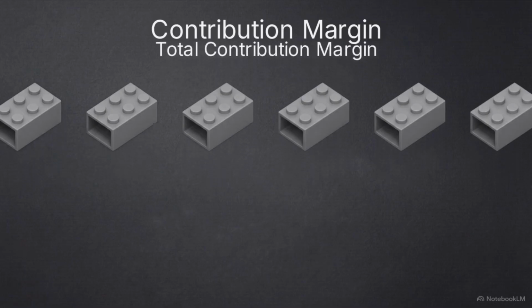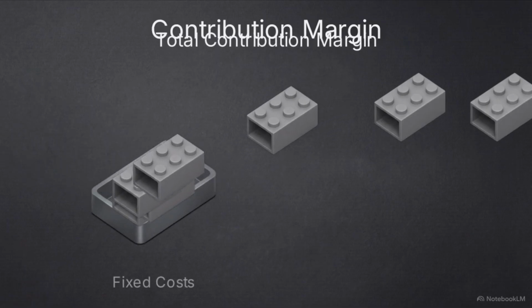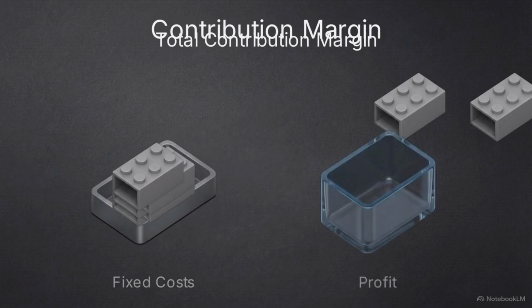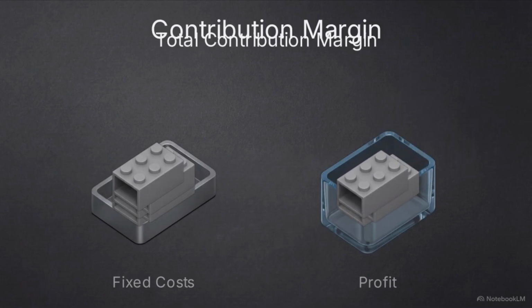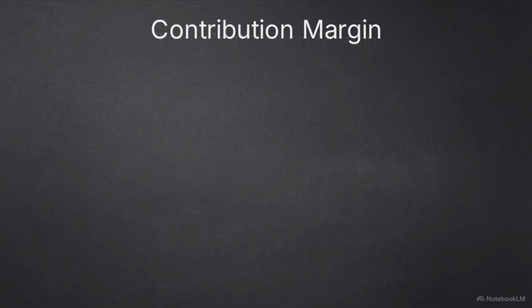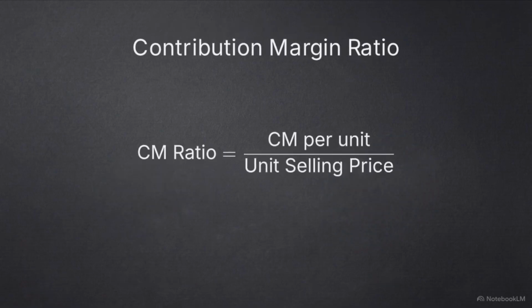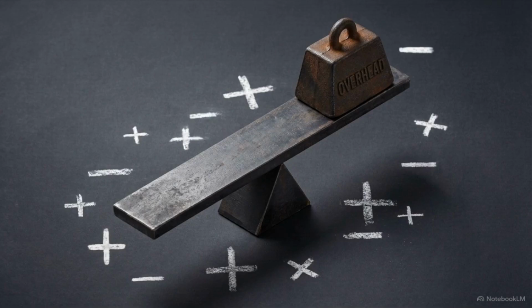There is a strict operational sequence for how this remaining money is utilized by the business. First, the contribution margin is used exclusively to pay down the company's fixed costs. Only after all fixed costs are completely neutralized does any remaining margin convert into actual profit. We can also express this as a percentage using the contribution margin ratio, which is calculated by dividing the contribution margin per unit by the sales price per unit. The contribution margin is a mathematical lever management uses to offset structural overhead.